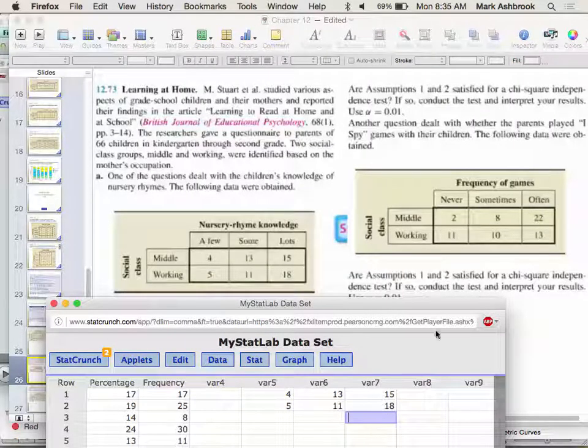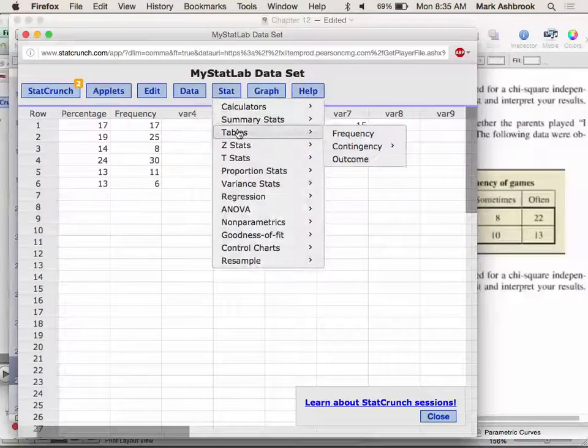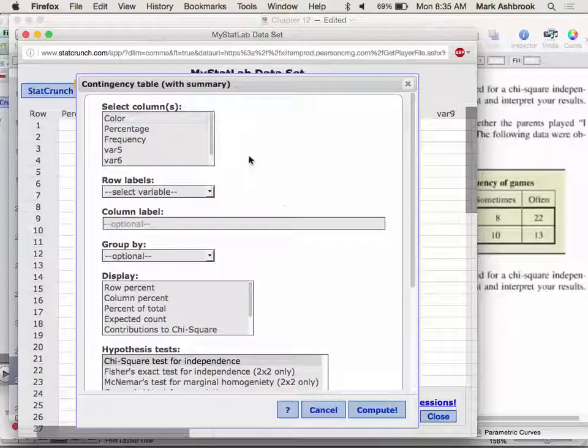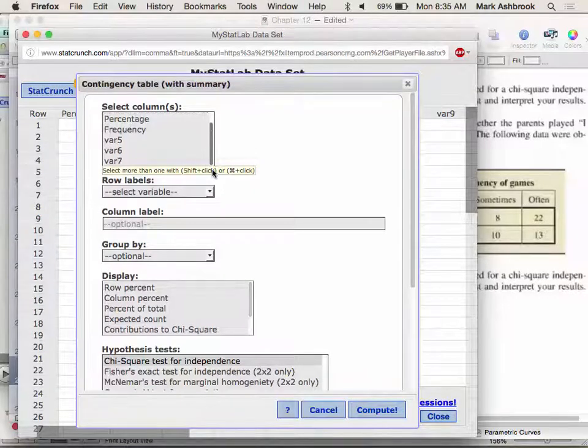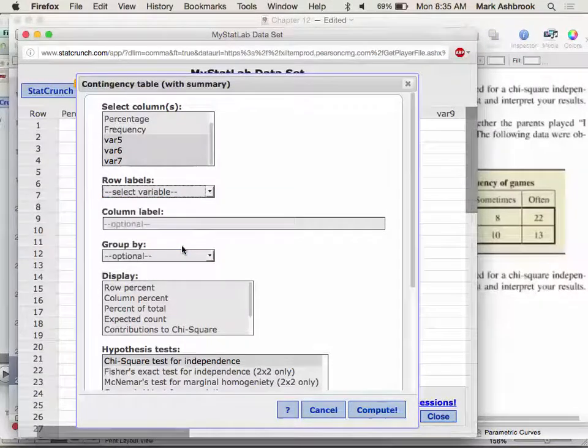Okay, so here's what we want. Stat, tables. Okay, so we made a table. So we want tables, contingency. Contingency means dependence. Summary. So we have a summary of all 6 categories. How many fit in each category? Then we're going to choose the columns where the data is. So it's 5 through 7. You've got to select all of them. Row labels. I'm just going to put variable 5 as row labels.